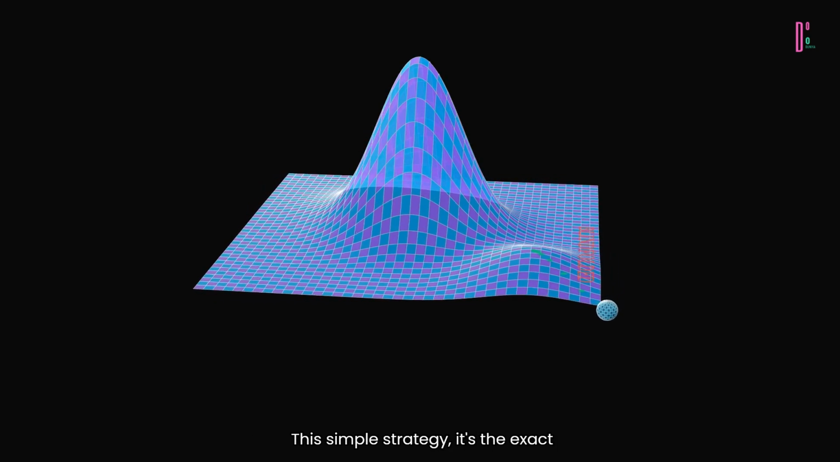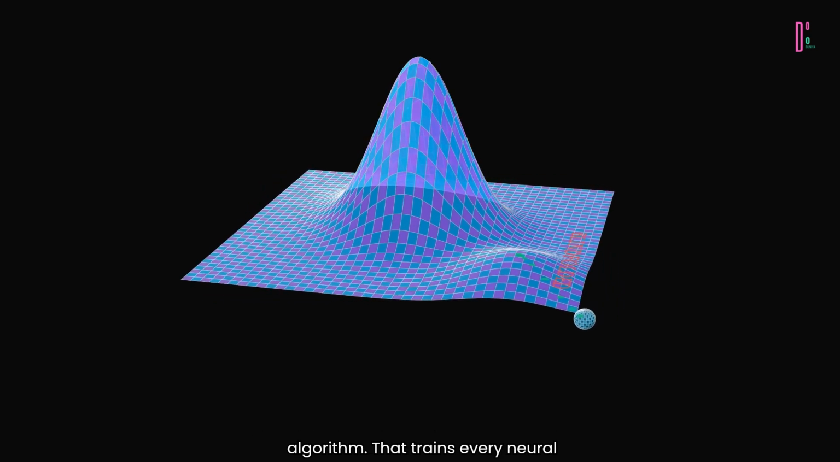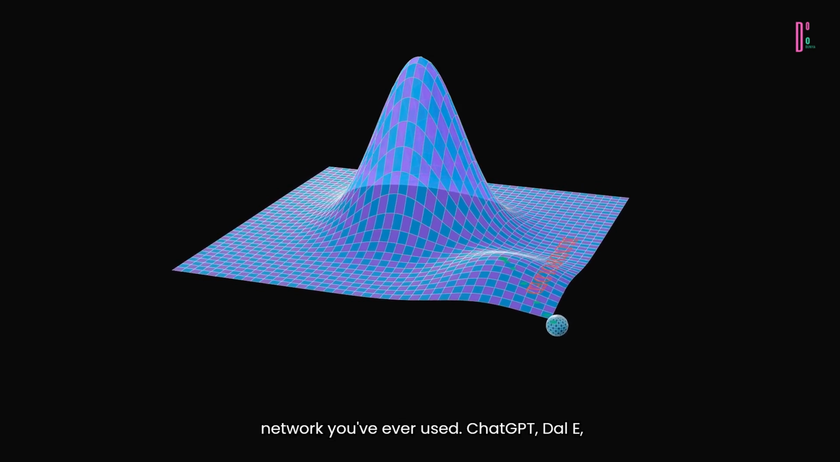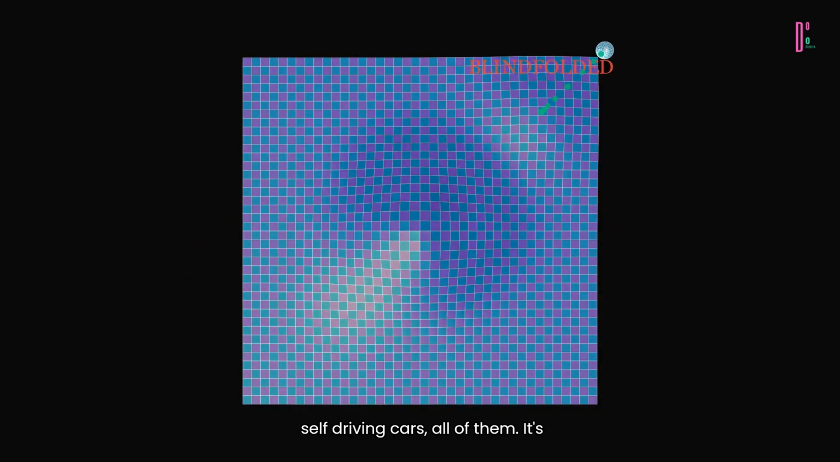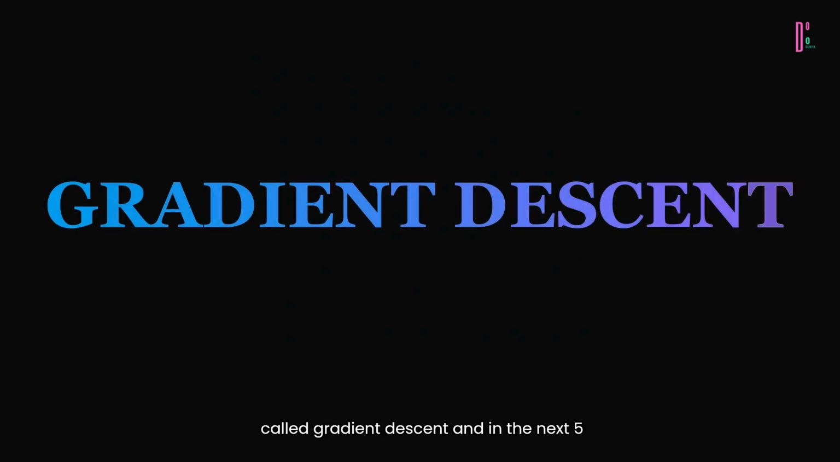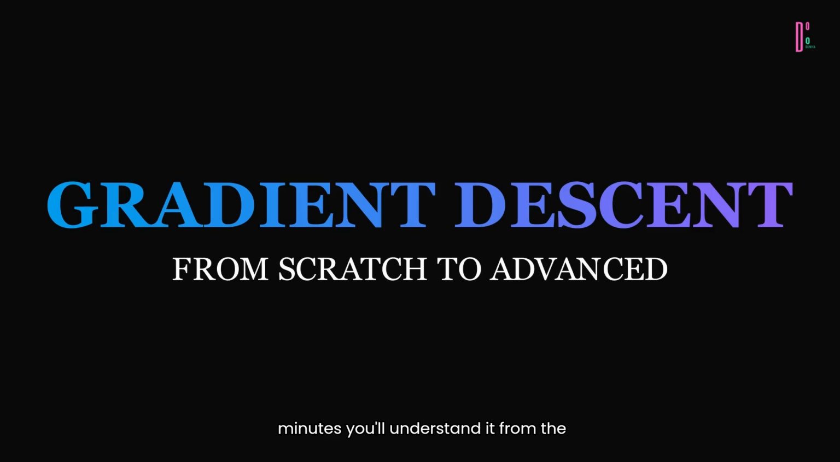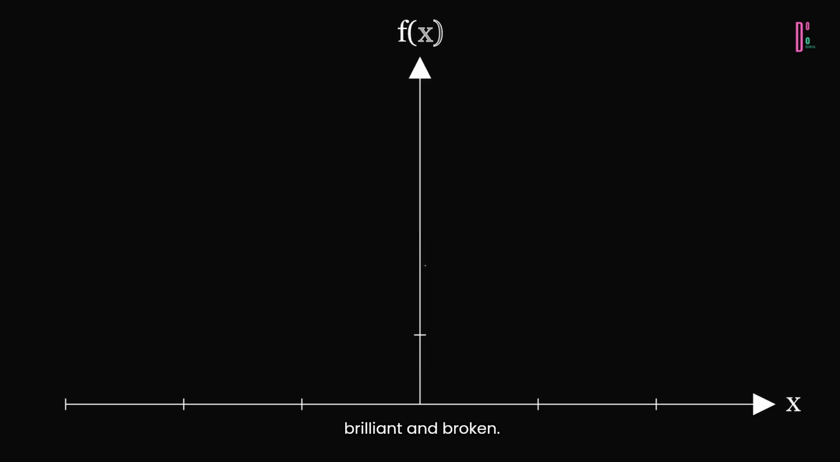This simple strategy is the exact algorithm that trains every neural network you've ever used. ChatGPT, DALL-E, self-driving cars, all of them. It's called gradient descent. And in the next 5 minutes, you'll understand it from the ground up. The math, the intuition, the advanced techniques, and why it's both brilliant and broken. Let's build this from first principles.